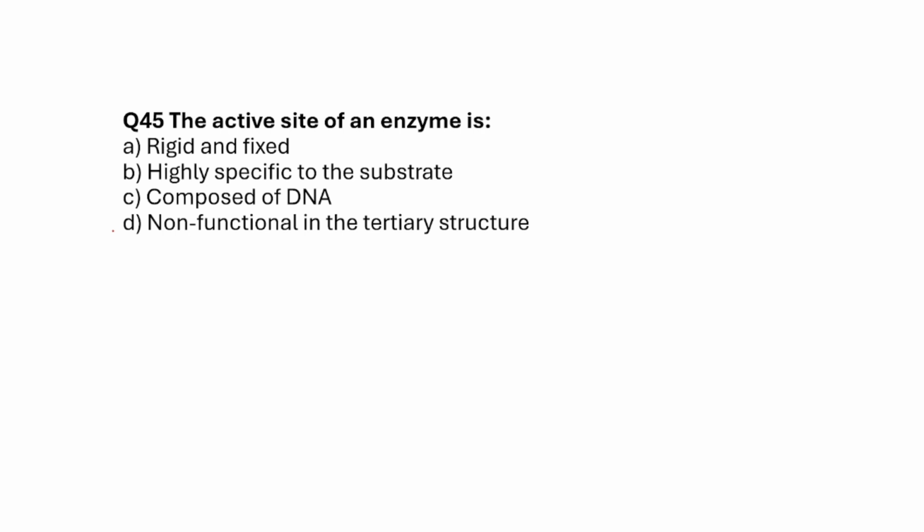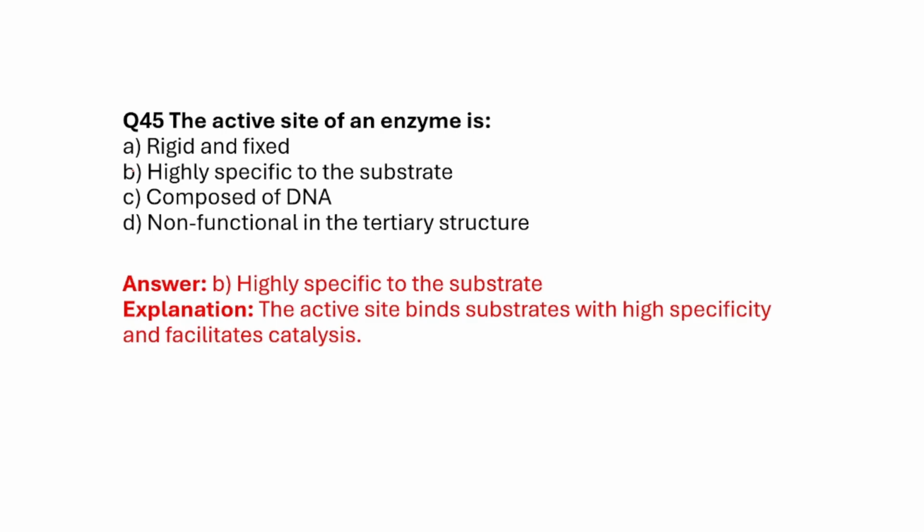The active site of an enzyme is rigid and fixed, highly specific to the substrate, composed of DNA, non-functional in the tertiary structure. So the correct answer is highly specific to the substrate. It is the site where the substrate binds and it is specific for each substrate. It is not rigid and fixed, it is not composed of DNA, as enzymes are proteins, and it is not non-functional in the tertiary structure. Otherwise it wouldn't bind to the substrate.